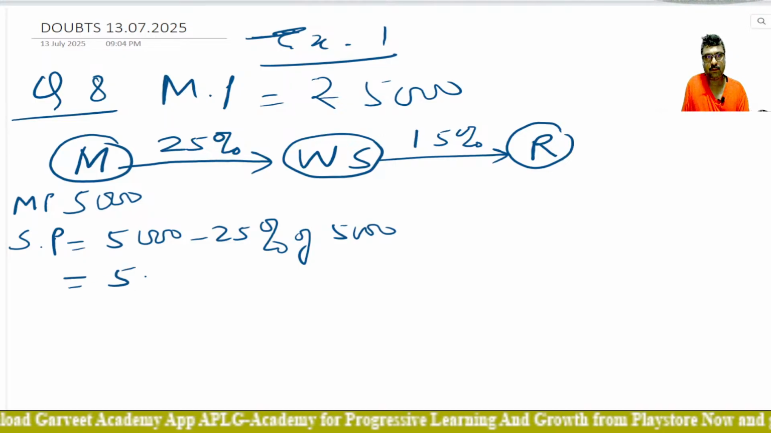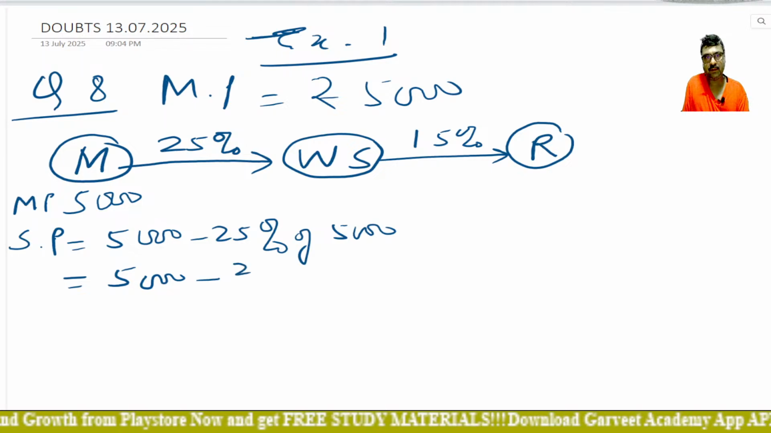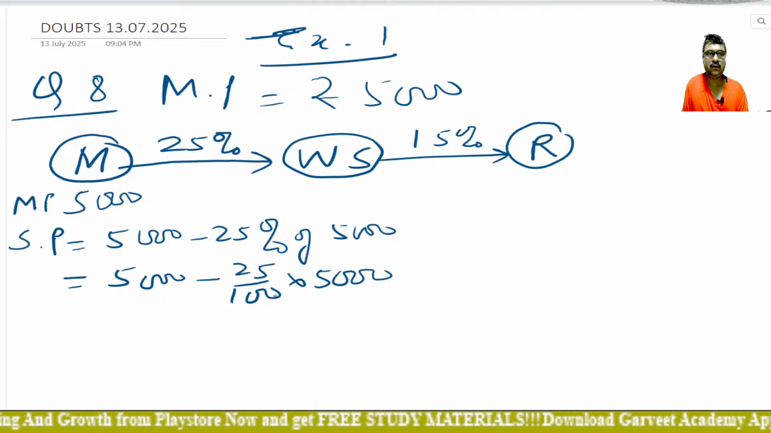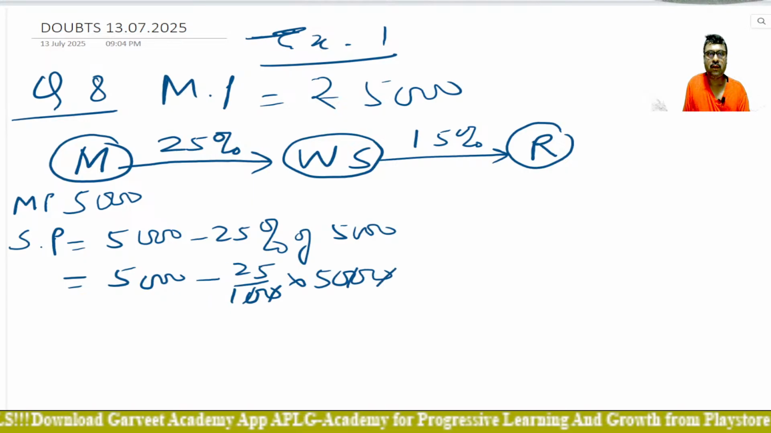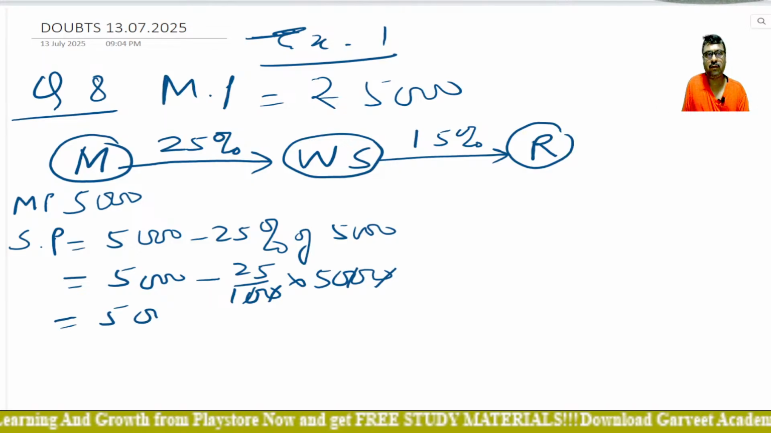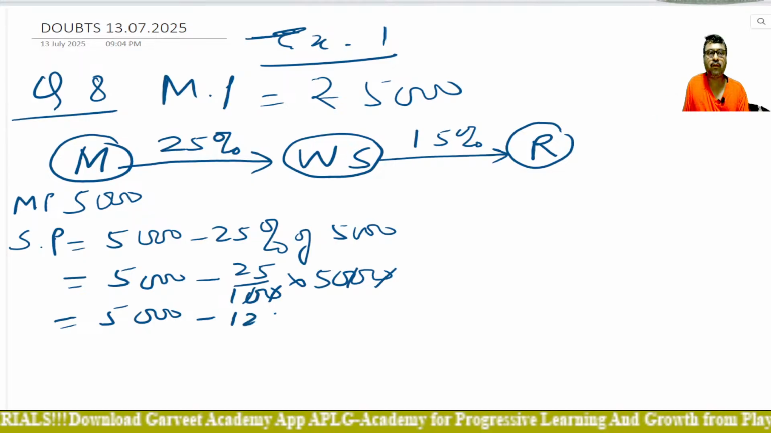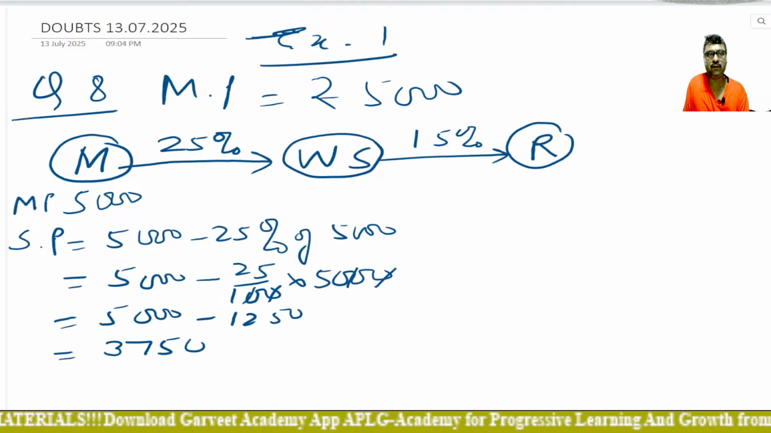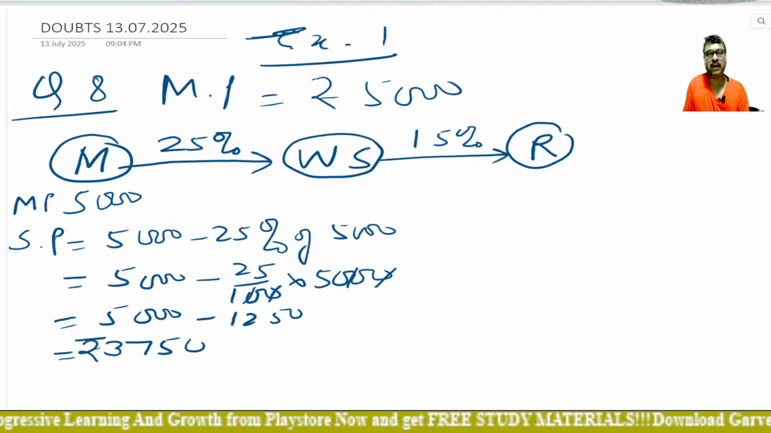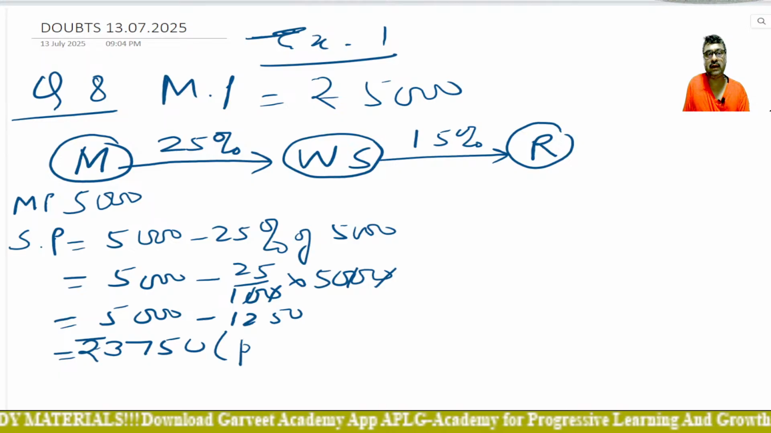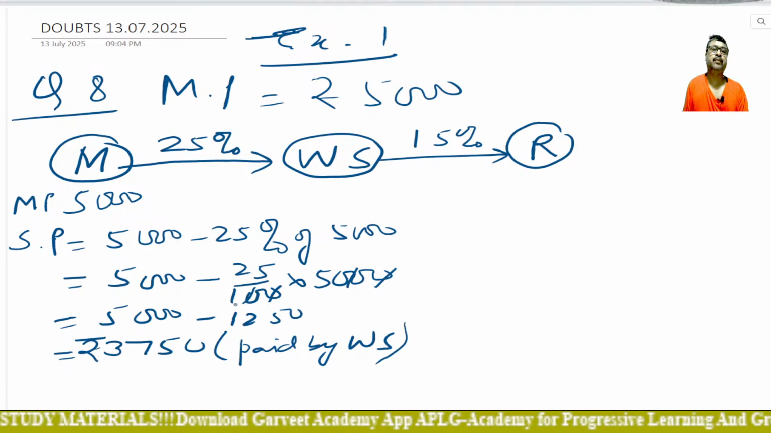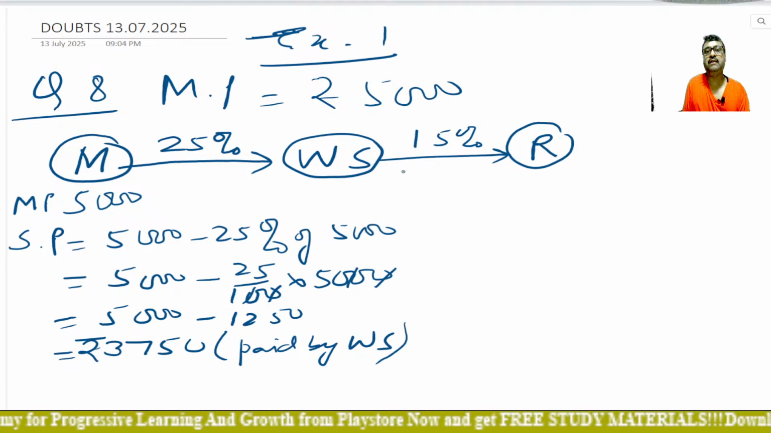This will give us 5,000 minus 25% of 5,000. How much is that? Let's calculate it. 25% of 5,000 will be 1250. Recheck the calculation. 1250 subtracted from 5,000 will be 3750. So this is the price paid by the wholesaler. Paid by the wholesaler. Okay.